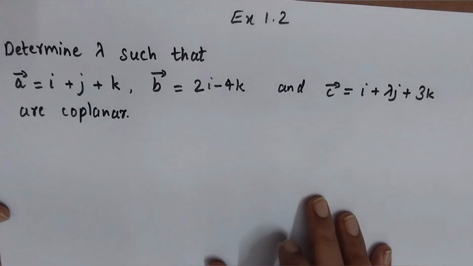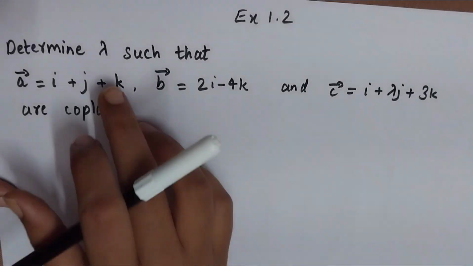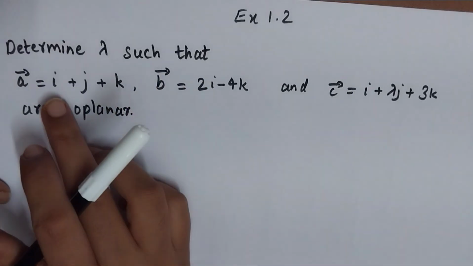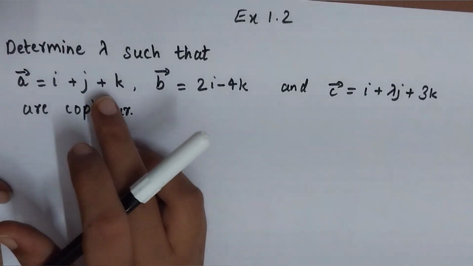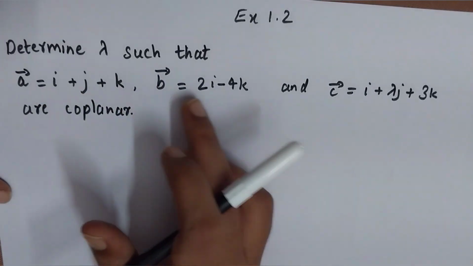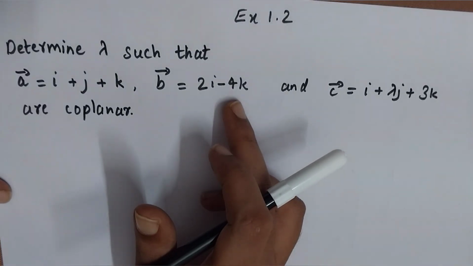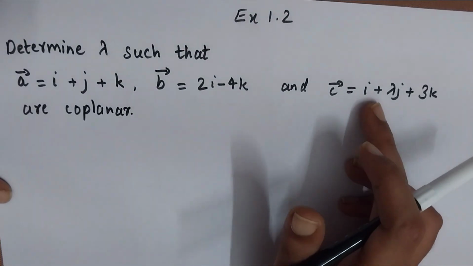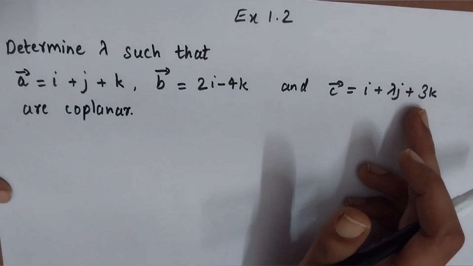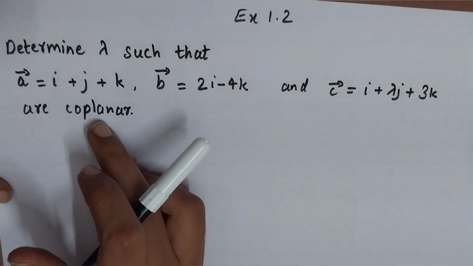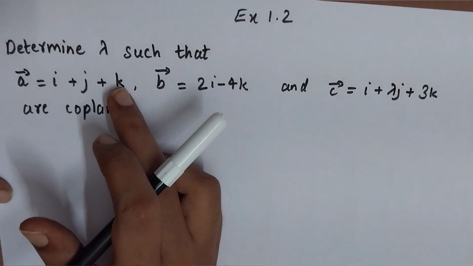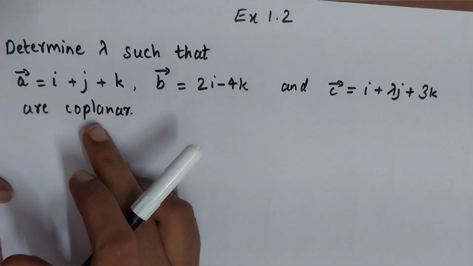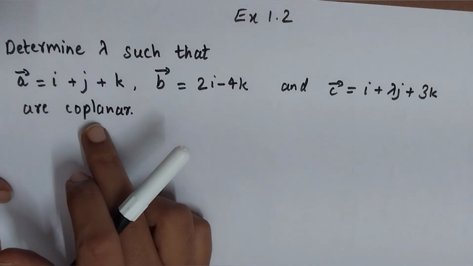In this video, we are going to solve some more problems related to box product or scalar triple product. So first question is, determine lambda such that vector A is equal to i plus j plus k, vector B is equal to 2i minus 4k and vector C is equal to i plus lambda j plus 3k are coplanar. So we have to find the value of lambda and the given condition is that these three vectors are coplanar.